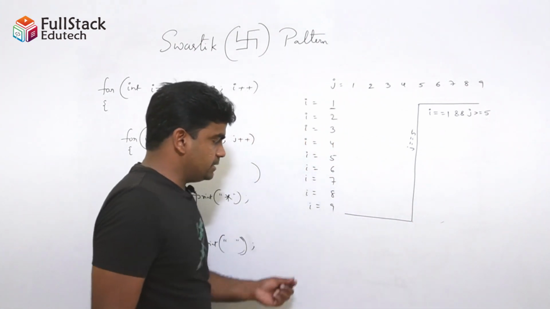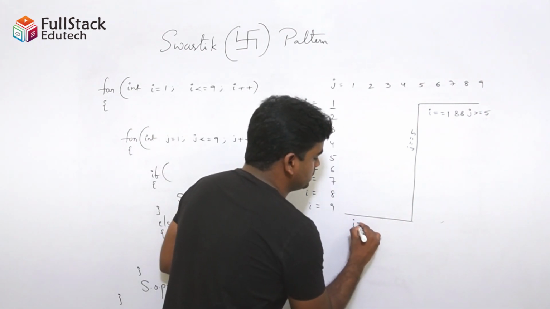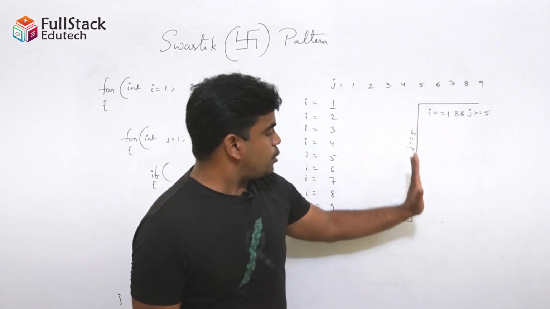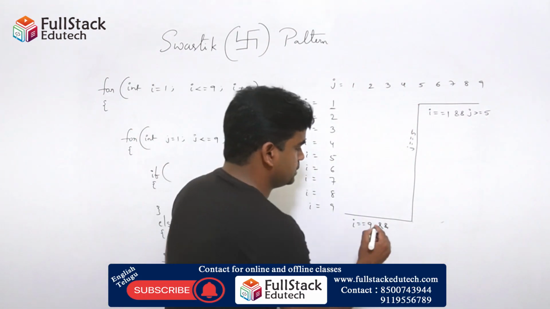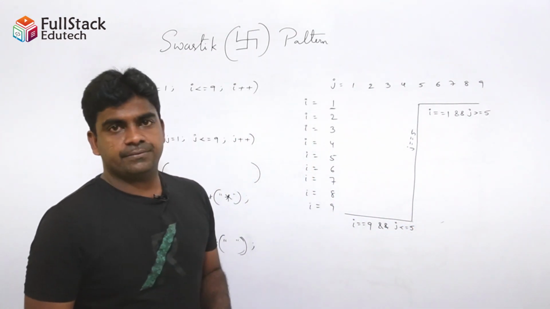Next I want to display this one. How can we display it? So what is that row value? It's 9. i equals to 9, and j should stop at 5 only. At 6, 7, 8, 9 I don't want to print. So j is less than or equals to 5.